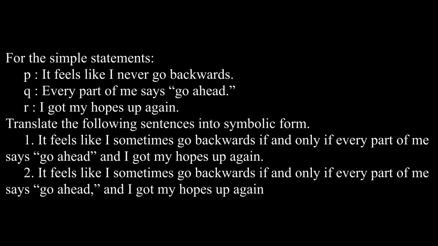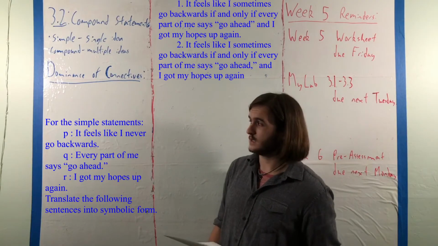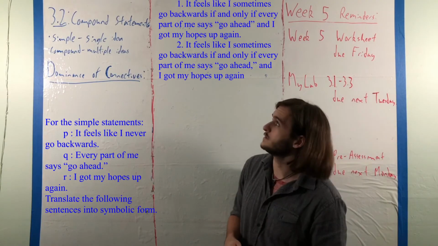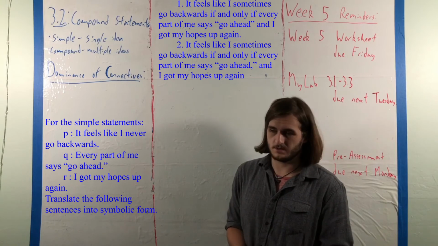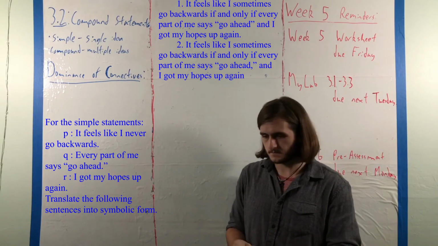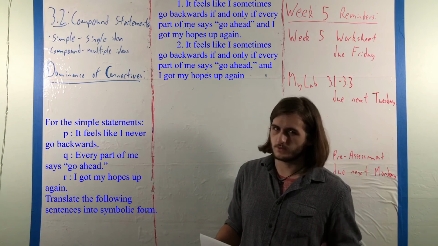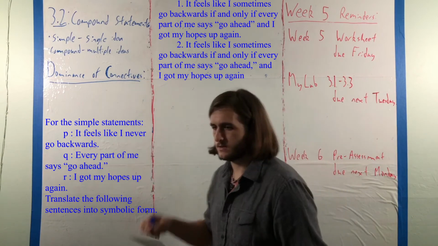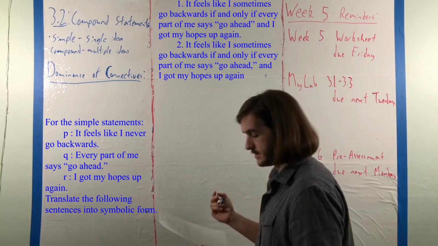One is: it feels like I sometimes go backwards if and only if every part of me says go ahead and I got my hopes up again. Whereas two is: it feels like I sometimes go backwards if and only if every part of me says go ahead, and I got my hopes up again. The first thing we should notice is the difference between those two statements is very subtle. They're incredibly similar, but there's one really key difference in the presentation, and that is the comma.